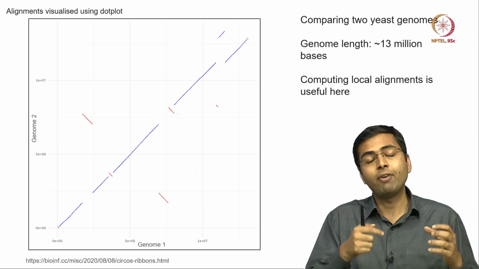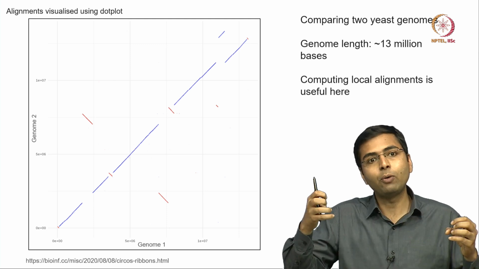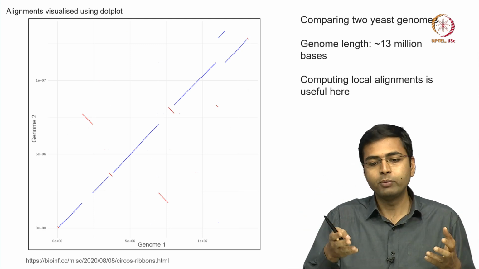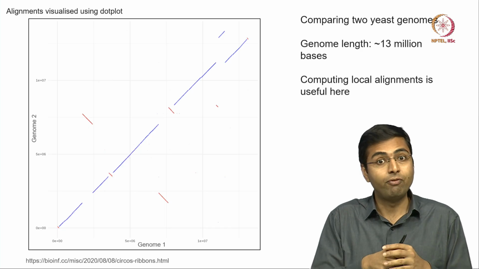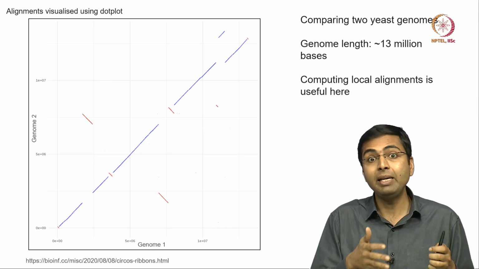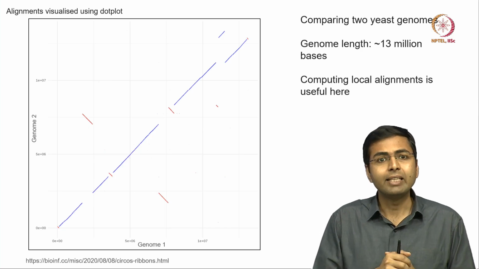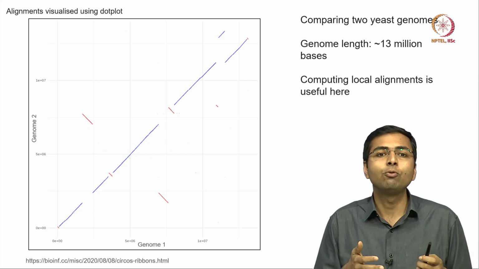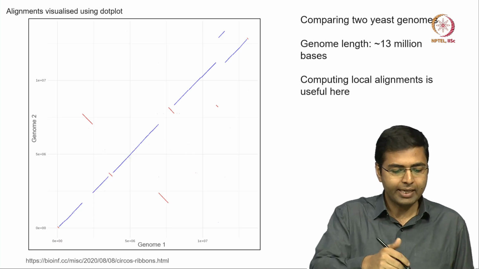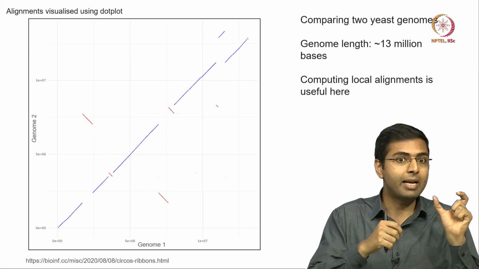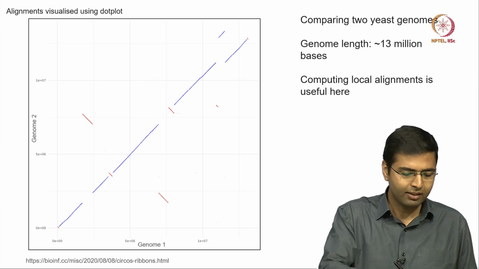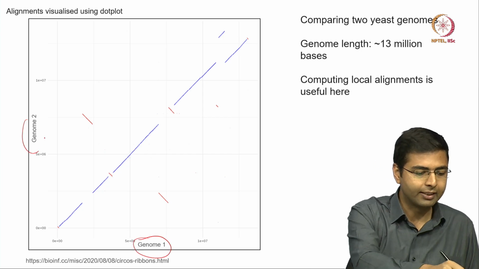So again when I am comparing complete genome sequences of genomes like yeast, which are very long, in this case 13 million bases, using local alignments would make more sense, because then I can look for local similarity regions between both genome sequences.